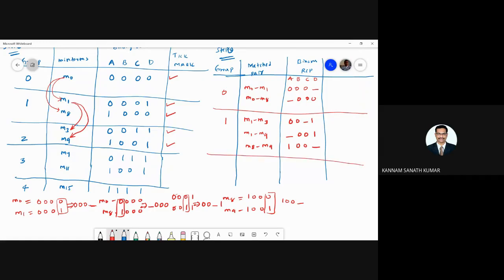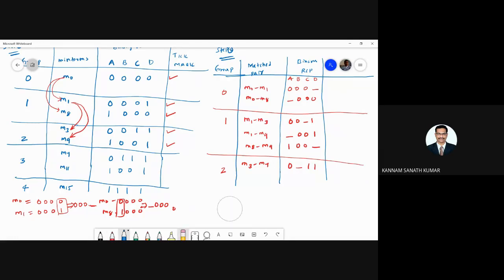So like this you have to compare the nth group and the n plus 1th group. In group 2, directly I am writing M3 and M7. You will get 0 colon 1 1. M3 is 0 0 1 1 and M7 is 0 1 1 1. It differs by only one bit, so you can write this as 0 colon 1 1. Like this you have to write.